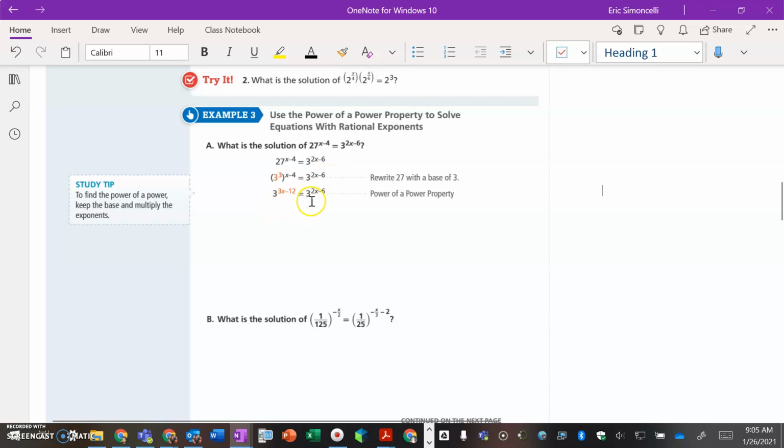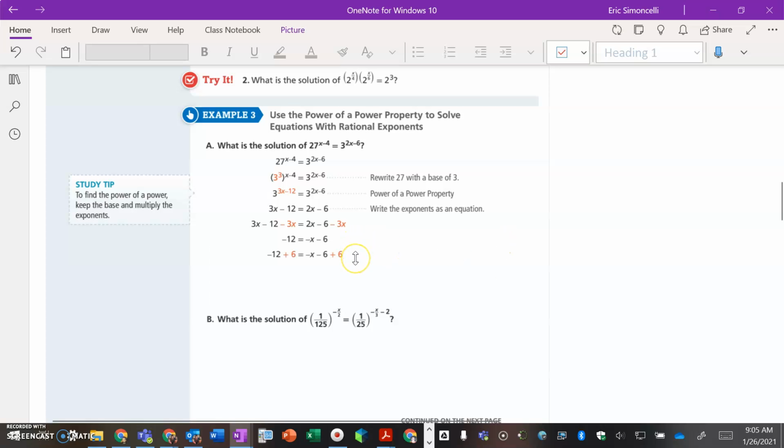This is great. We have bases that are the same and exponents that we can equate. Again, when the bases are the same on either side, we can set the exponents equal to each other. And that's exactly what we're going to see here. 3x minus 12 equals 2x minus 6. Do your algebra, which of course entails, they went ahead and subtracted 3x, and then they added 6 to both sides to get negative 12 equals negative x minus 6.